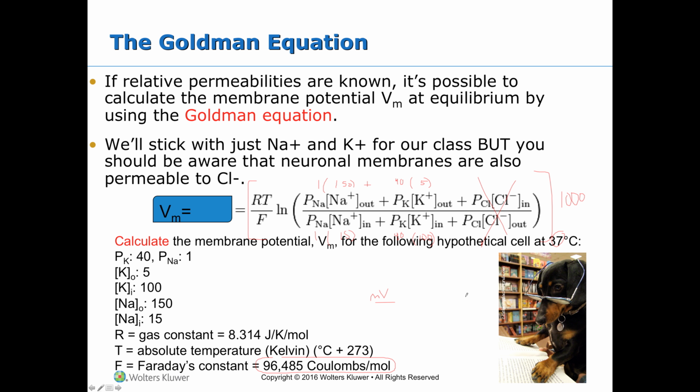Now, remember for your test, I will most likely, 99%, give you permeabilities of chloride ions as well as concentrations of chloride in versus out. So remember that when doing that, you need to make sure that chloride goes on the top versus the bottom in terms of in versus out.